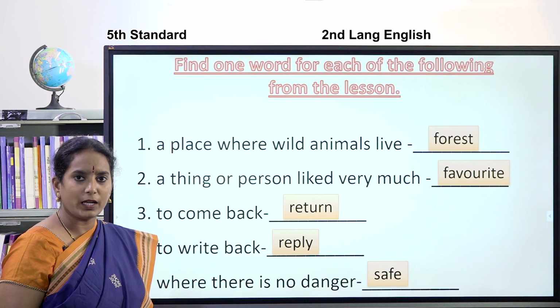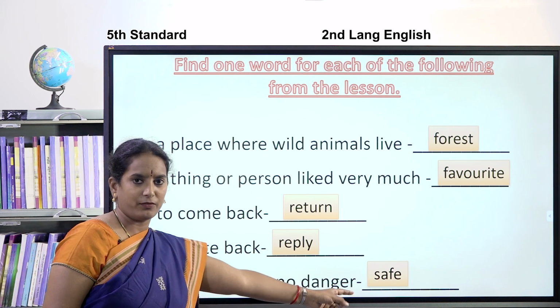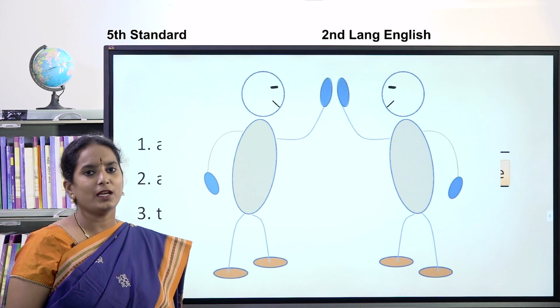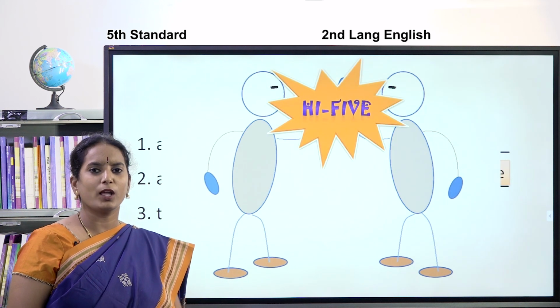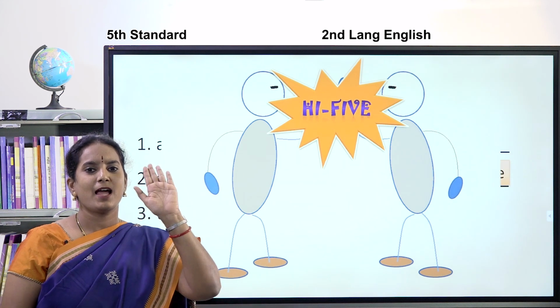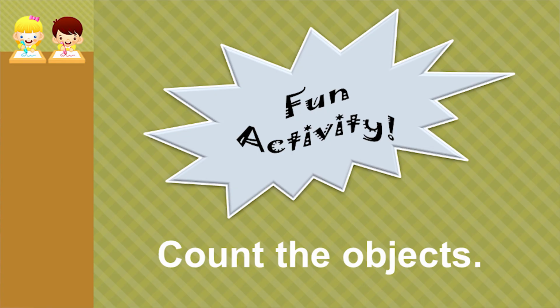Where there is no danger meaning safe. Very good, children. You all did the activity very well. So I am giving you all a high five. Come on, all of you, give me a high five once again. High five. Very good. Let's move on to our next activity.